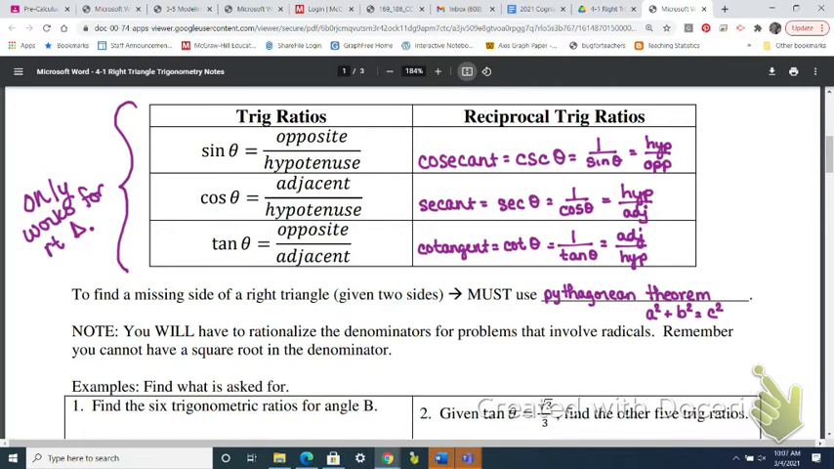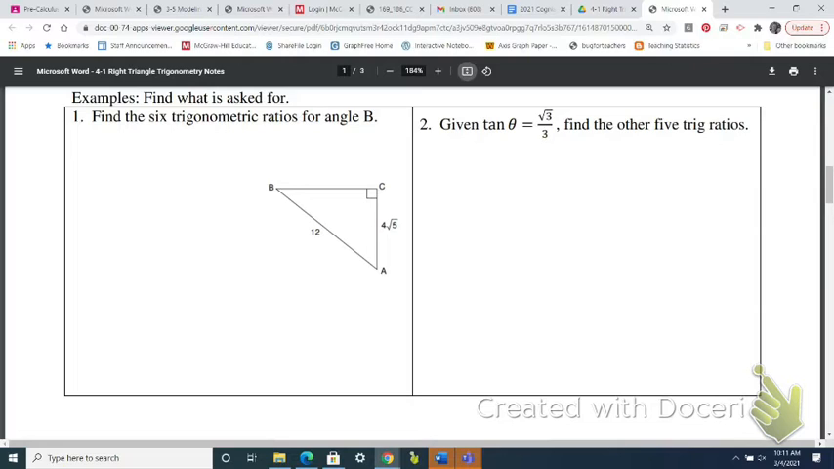So let's take a look at 2 examples of finding all 6 trig ratios. So as I look at this first one, my triangle is drawn for me, but I am still missing a side. So first of all, it says find all 6 trig ratios for angle B. So first thing I'm going to do is put a theta in here and mark my angle so I know where I'm going from. So this is side A, and I'm missing it. So to find it, I need to do Pythagorean theorem.